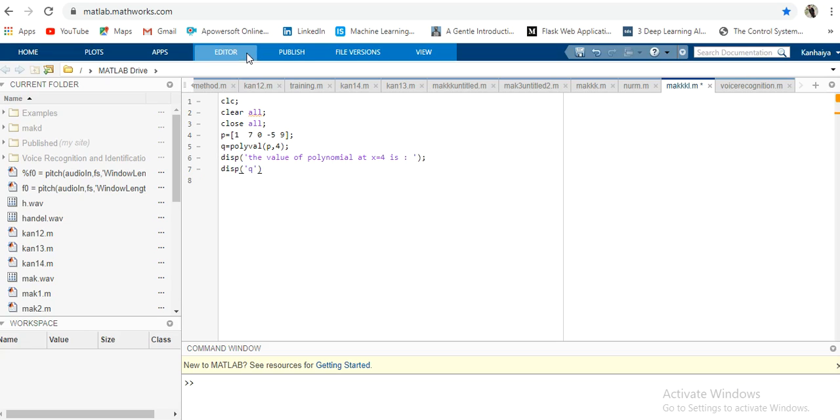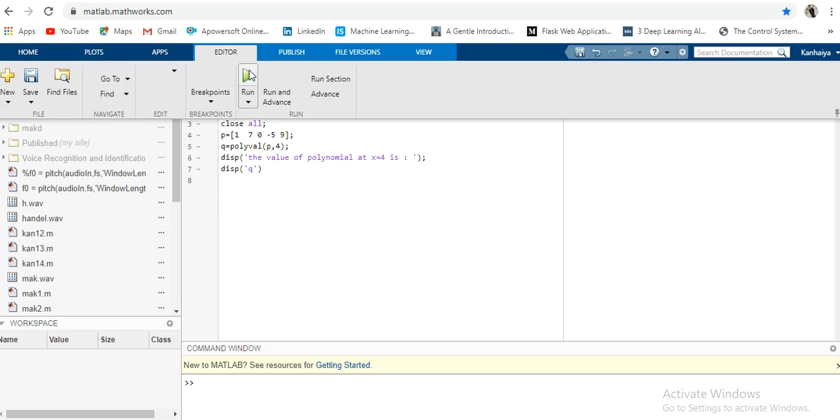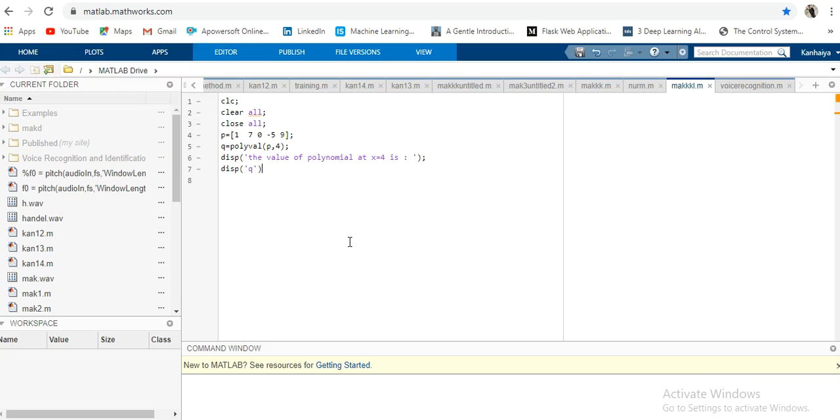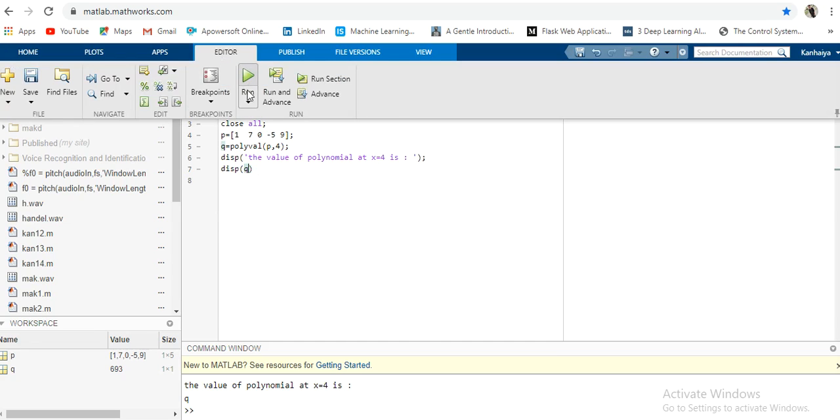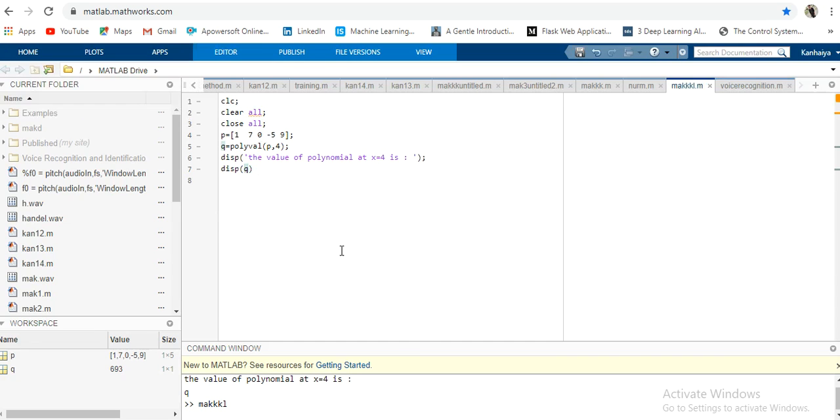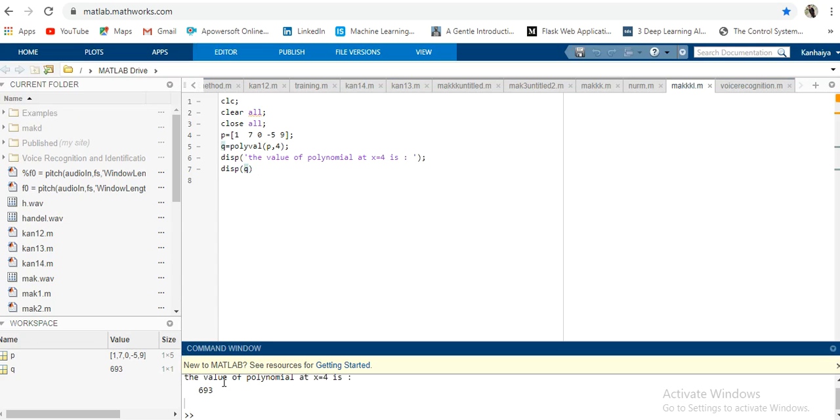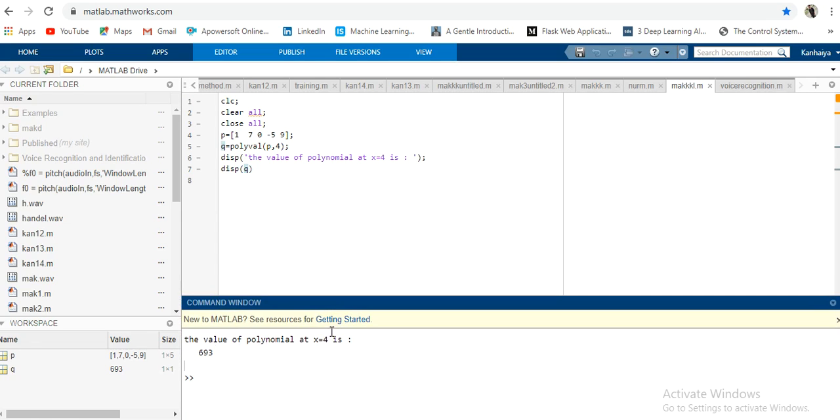Let's run the program and see what it is doing. No, we are passing it as a string. String is not needed. Okay, yeah, that is the correct answer. You can solve it manually also. 693 is the answer for this question. Let me make it a little bit big. Yeah, that's correct.